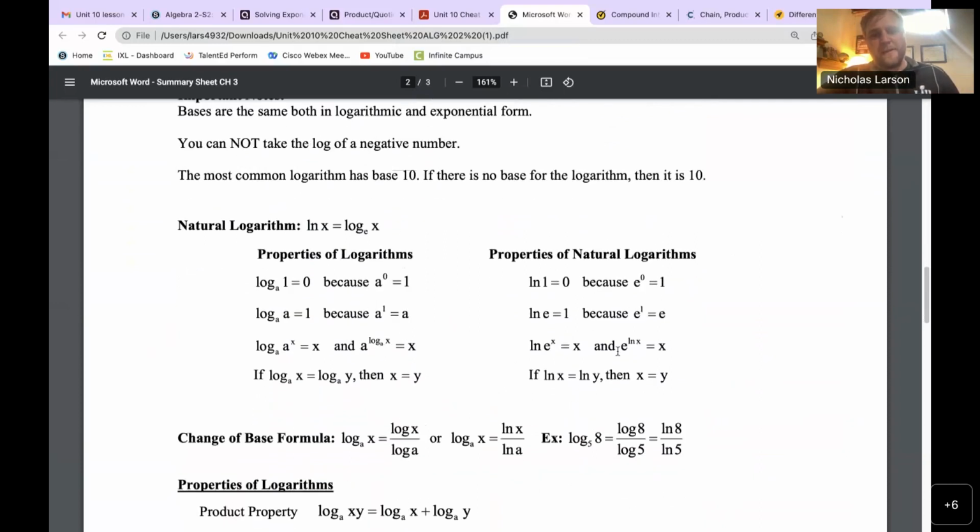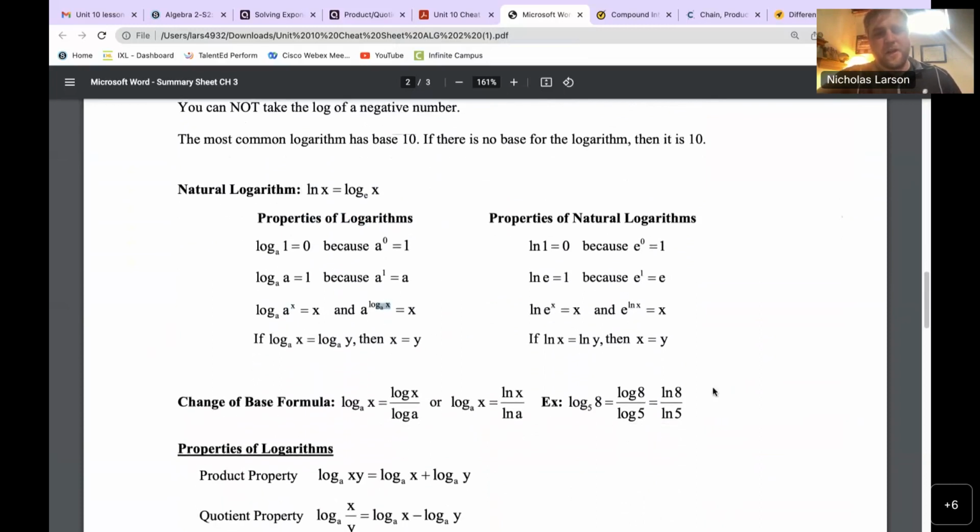Common properties: again, we know these cancel each other out. When you have the same base of your log and the base number, they cancel each other out as well. It works vice versa. Change of base formula.